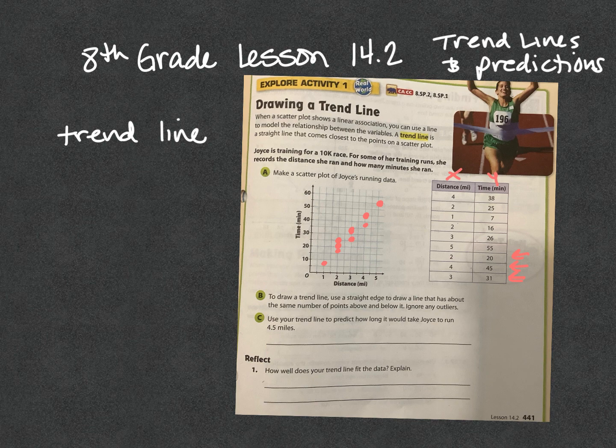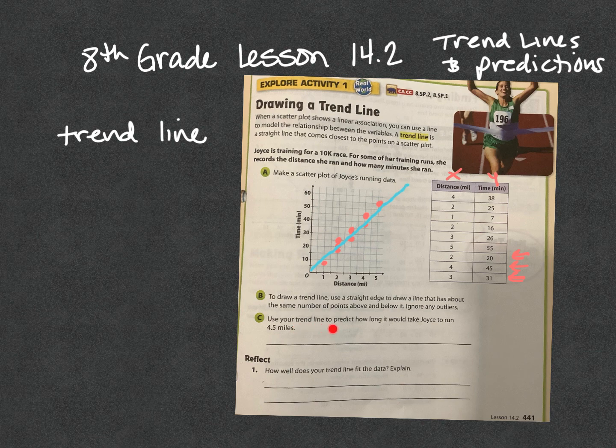Our trend line is going to try as much as possible to have an equal amount on the top as the bottom-ish. That really kind of goes through all of those data points. So we drew this trend line, we used a straight edge. I didn't have a ruler or anything, but as straight as I could get it. Draw a line that has about the same number of points above and below it. Ignore any outliers. If there was one way out here, I'd ignore that. They're all kind of grouped into this area, and so that fit nicely right in there.